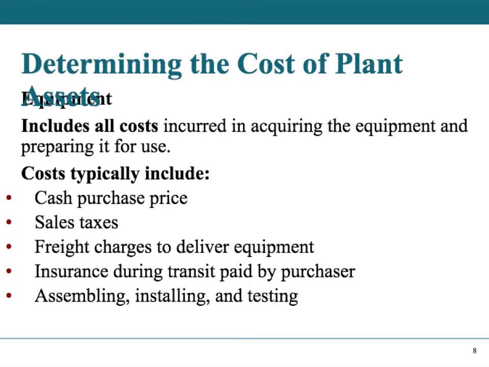Insurance during transit paid by the purchaser. So if I'm bringing something from California, and I decided to insure it while on the road only. I'm not talking about that first year of auto insurance that you might be paying, but insurance during the transit. That's considered to be part of cost. And then assembling, installing, testing, maybe calibrating for a scale, all of this is considered to be, again, cost of the asset.